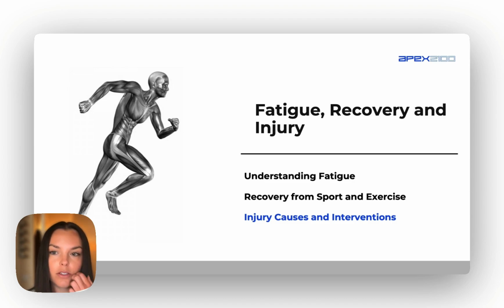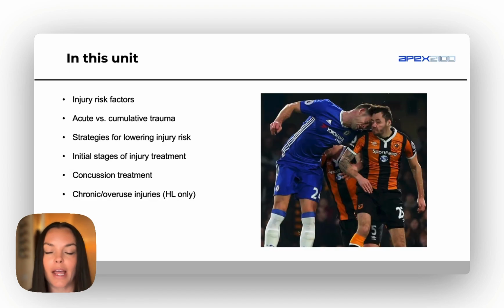So within this unit, we're going to look at injury risk factors. We'll talk about acute versus cumulative trauma. We'll look at strategies for lowering our risk of injury, what to do in the initial stages of an injury for treatment, and we'll look at concussion, what a concussion is and how we treat it, and then for HL we'll talk about chronic and overuse injuries as well.